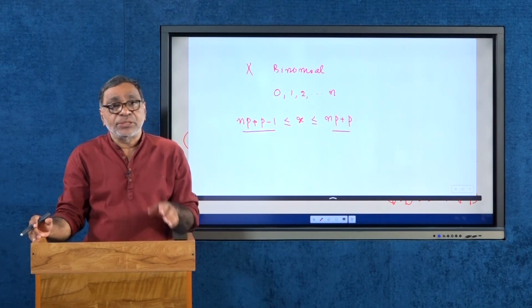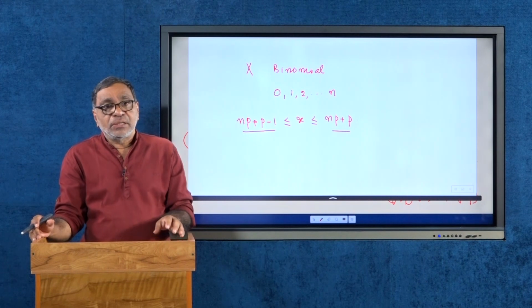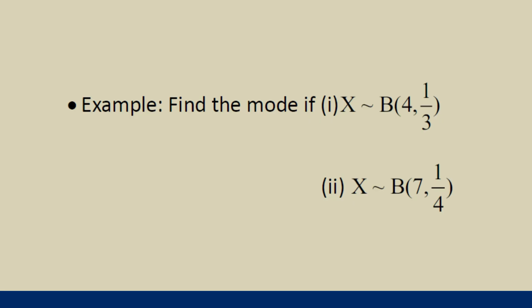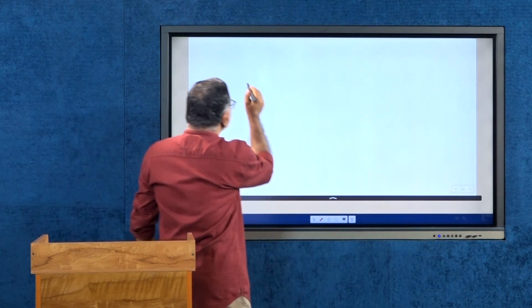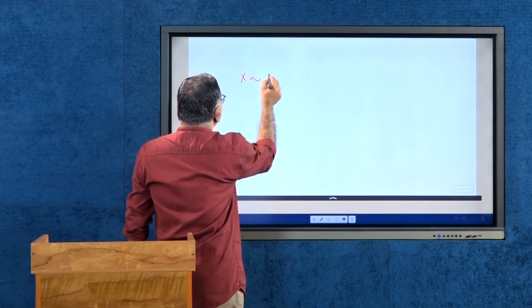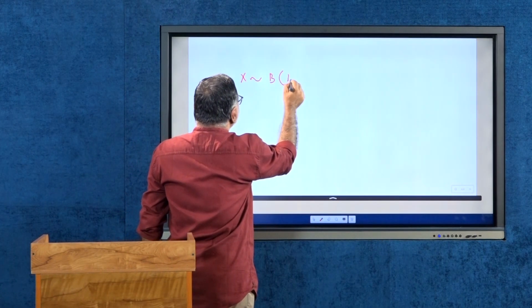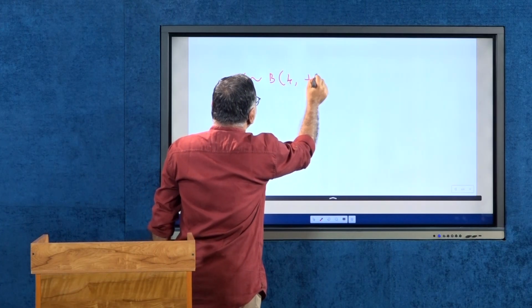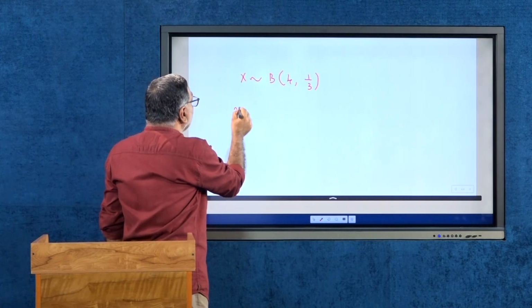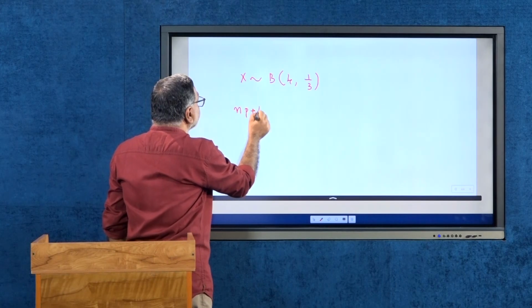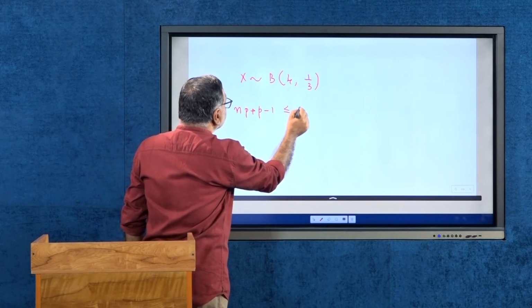And to convince you of this concept, I will give one example here. Find the mode of the distribution: x follows binomial with parameters 4 and 1 by 3. So, that is one example. X is a binomial with parameters 4 and 1 by 3. We derived that the mode of the distribution always satisfies this.